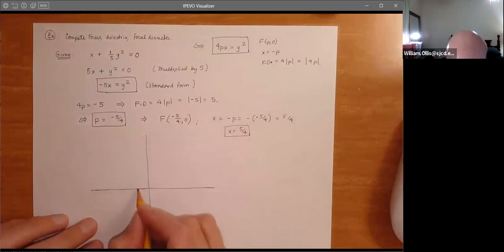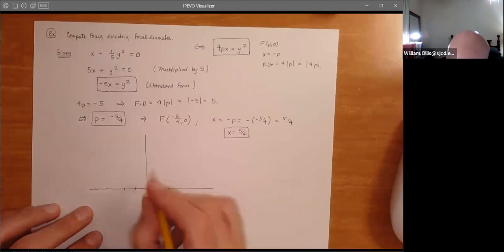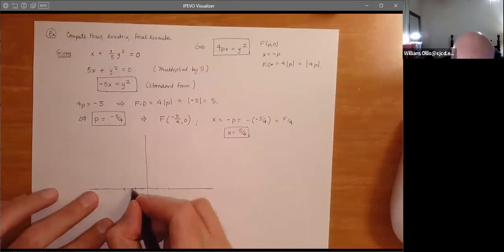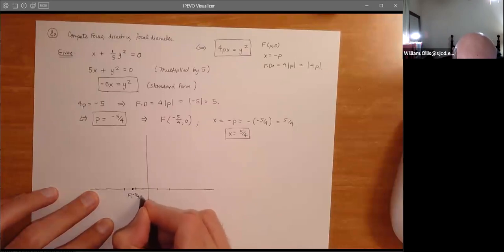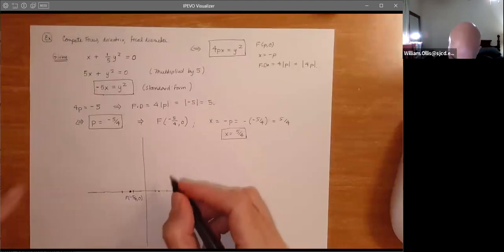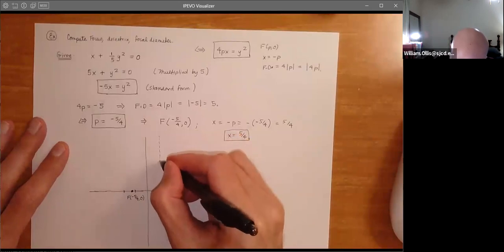So let's spread this out a little bit. We've got 1 and 2, -1, -2, and then here we've got a 1 and a 2. So we'll say about here, -5/4, out right there. So we have the focus at -5/4, 0. And then of course here we take the vertical line through 5/4.